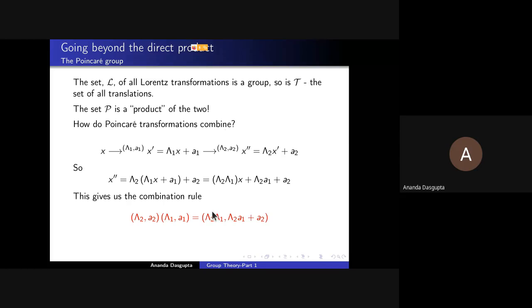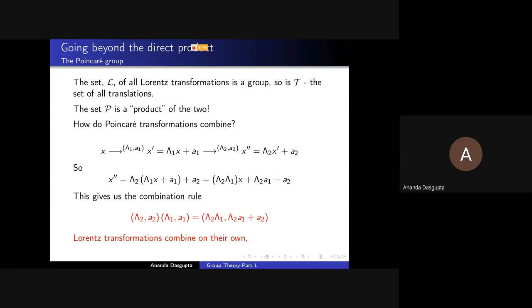Notice lambda 2, lambda 1, the Lorentz transformations, they combine on their own. No worries about the translation. The translations don't combine on their own. The result is not a1 plus a2. The result is lambda 2 acting on a1 plus a2. So this is not the direct product. It's something different. It's called a semi-direct product, where one part composes on its own, but in the other part's composition, the first part plays a role.